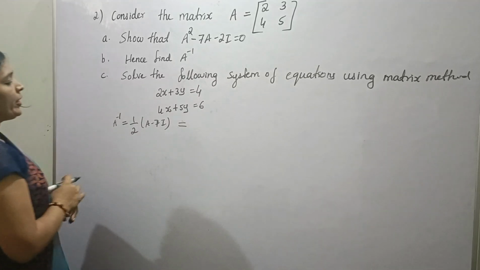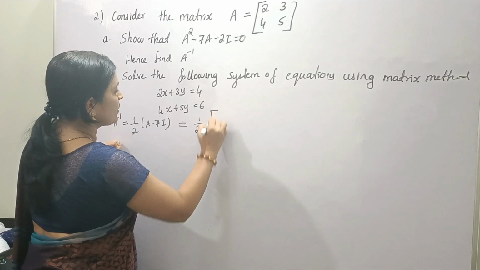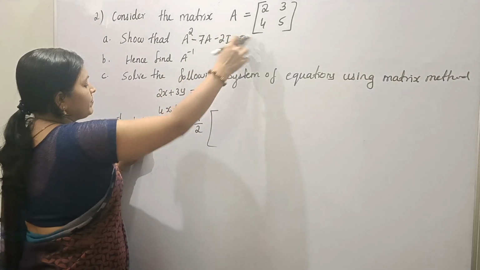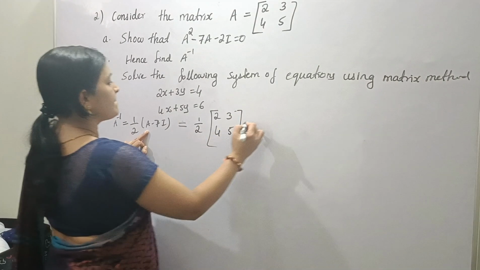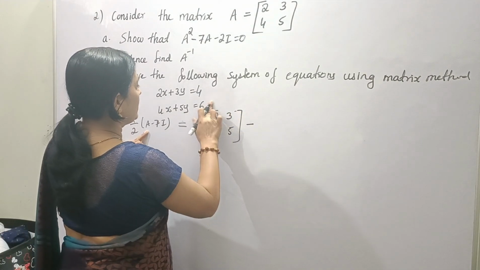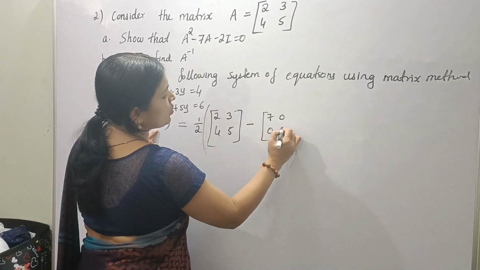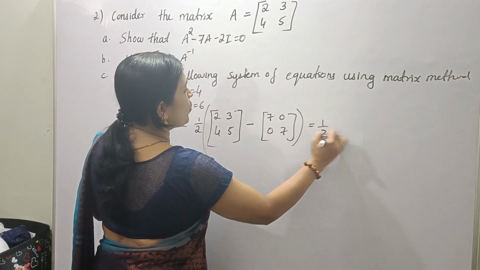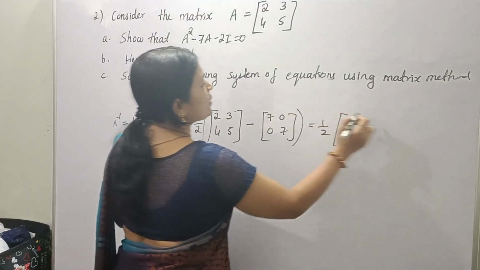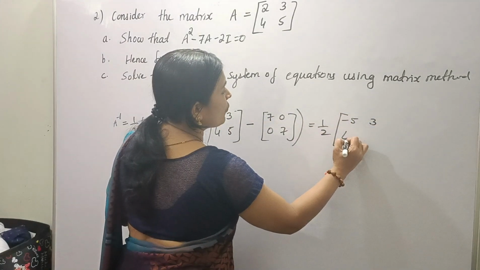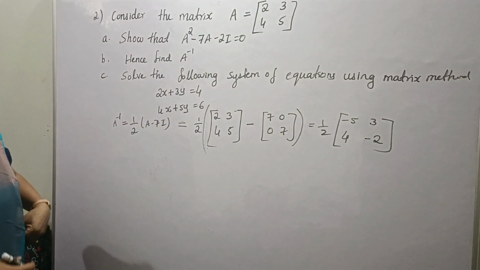Now let's find 1 by 2 into A minus 7I, so that we will get A inverse. 1 by 2 into A is the matrix 2, 3, 4, 5, minus 7I, that is 7, 0, 0, 7. That is equal to 1 by 2 into 2 minus 7 is minus 5, 3 minus 0 is 3, 4 minus 0 is 4, 5 minus 7 is minus 2. So it is A inverse.